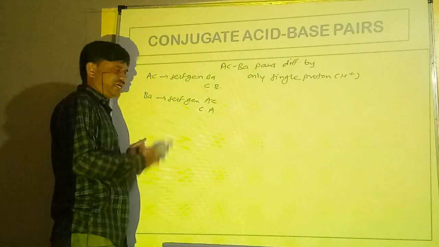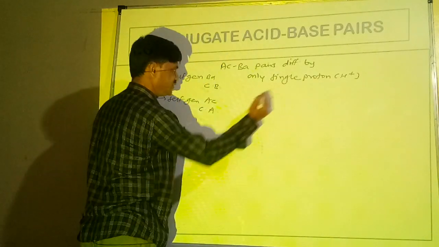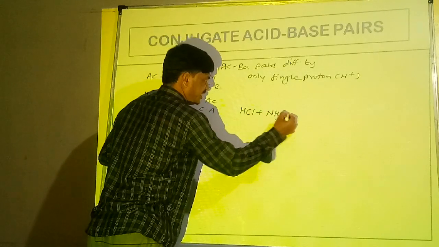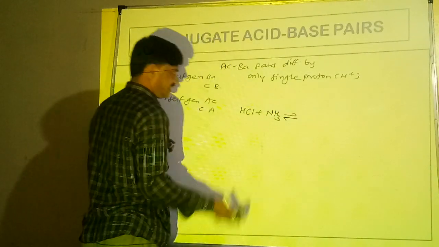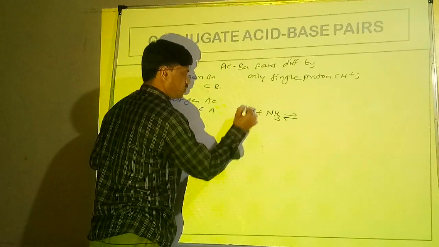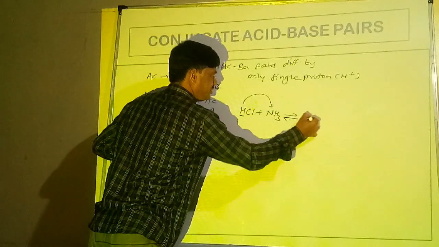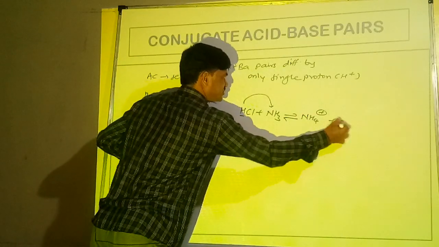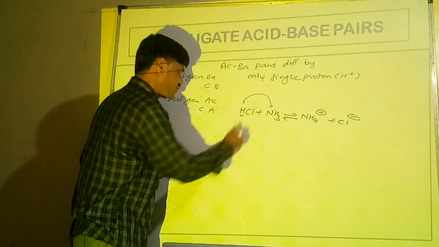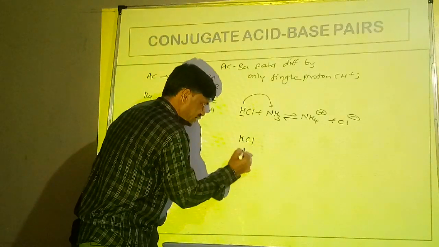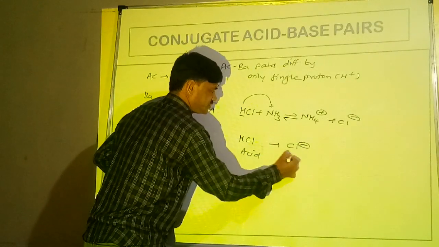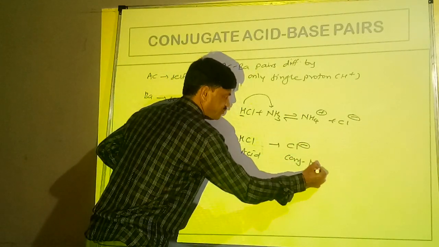Now, if we check an example, what happened in this case? HCl plus NH3, or we can take HCl plus another species. What happened here? This proton is donated. What are you getting here? NH4 plus, Cl minus. Now tell me, what happened in this case? This is HCl, the proton donor acid. What about Cl minus? This is called the conjugate base.